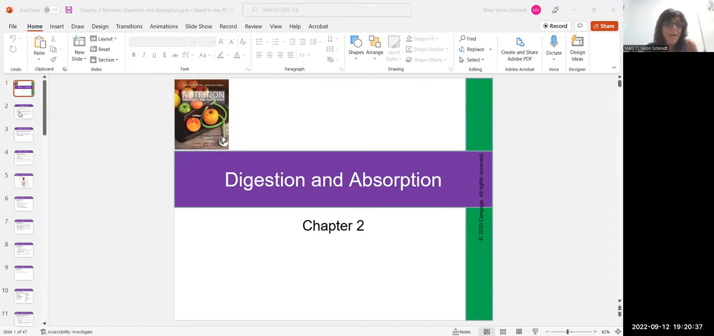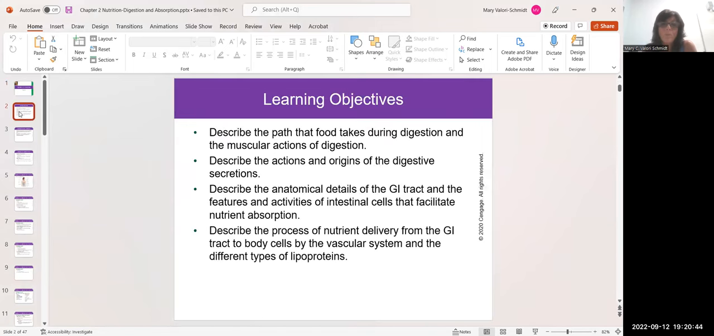Okay, digestion and absorption, two different things, by the way. So, what are we going to learn? The learning objectives. We're going to be able to explain the path the food takes during the digestive process and the muscular actions of digestion. We're going to describe the actions and origins of all the digestive secretions. We make all kinds of secretions to help us break down the food that we eat.